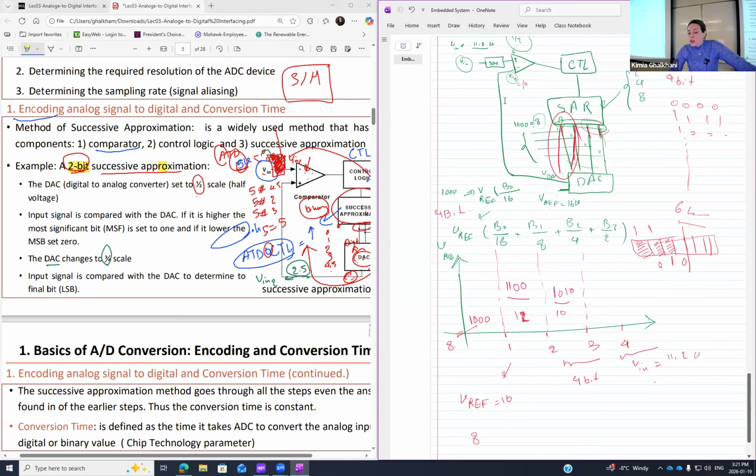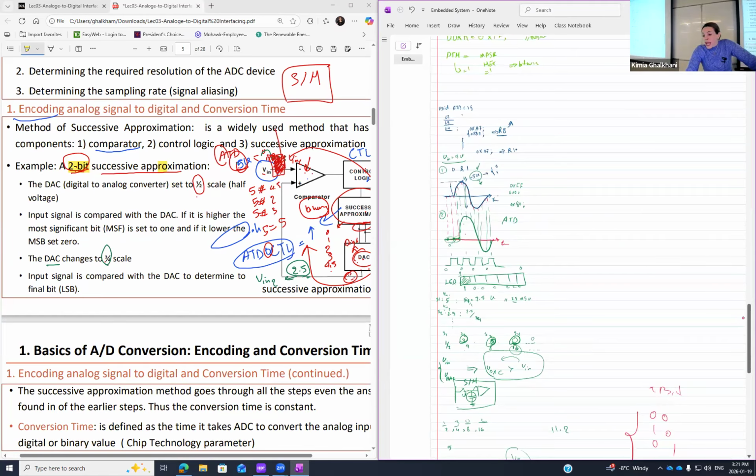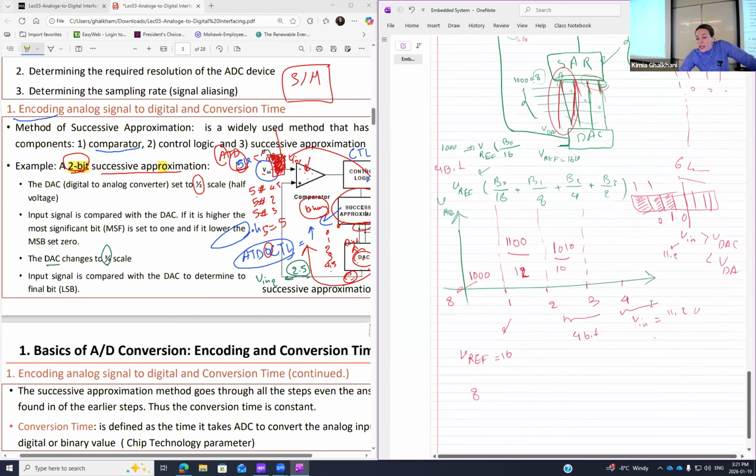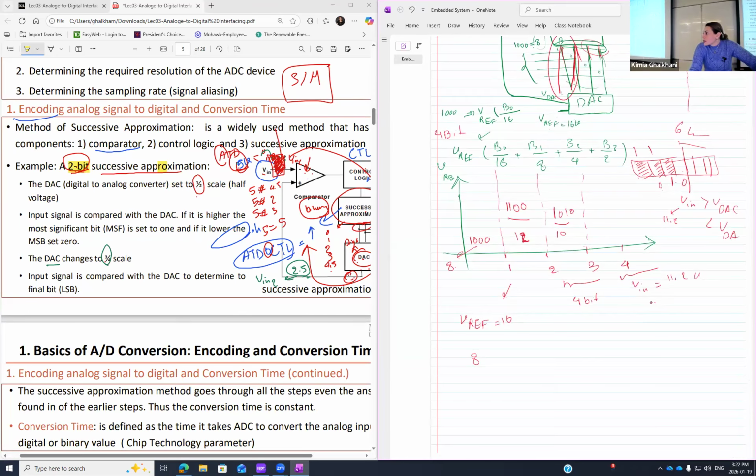Why do I go from 12 to... Because each time the reference will change. Each time I turn on one of these, one number will be generated. Either it is less, or greater than that number, this is my input, 11.2. Each time that I convert, either the VDAC is greater than this or less than this. And I'll continue until I am equal.